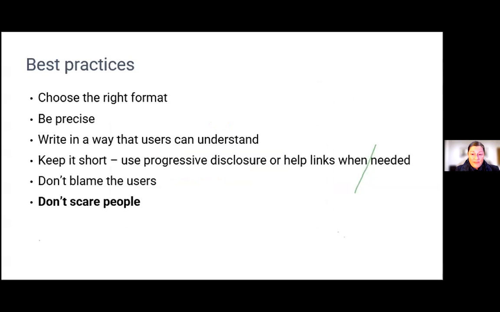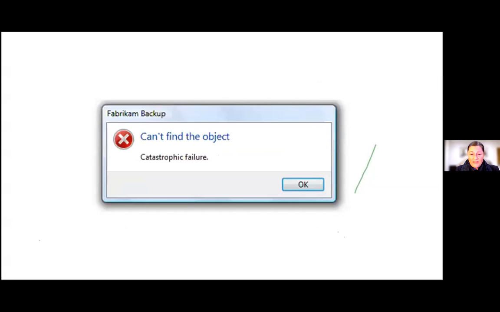You don't want to scare people either. Forbidden is scary. Catastrophic failure is scary, and it's unnecessary in most cases. You only want to do that if something really is about to explode, or if somebody's life is at stake because the software is controlling something that's keeping somebody alive.